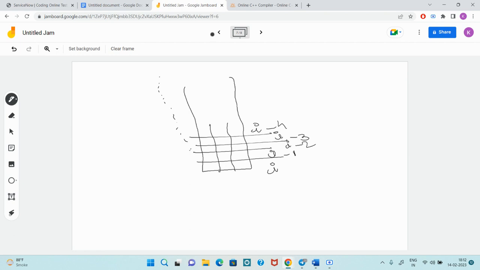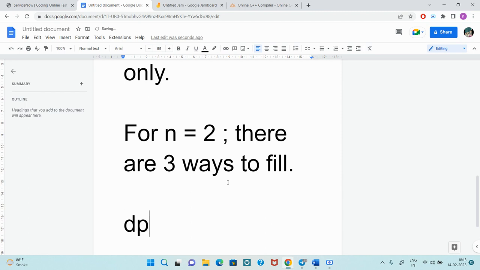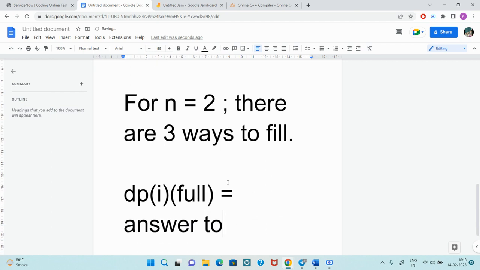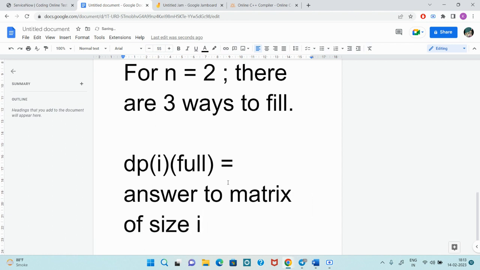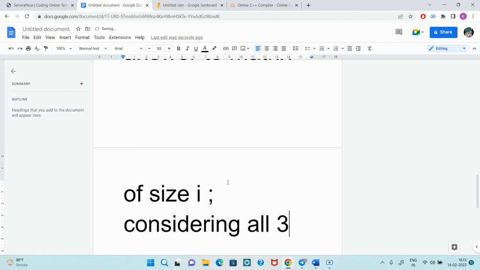So guys, I'm making this DP state. dp of I of full should tell me the final answer. How many ways are there to put the sticks in this matrix, for all the three columns? dp of I of full should tell me the number of ways to put all the sticks in the matrix, the answer to the matrix of size I, considering all three columns.